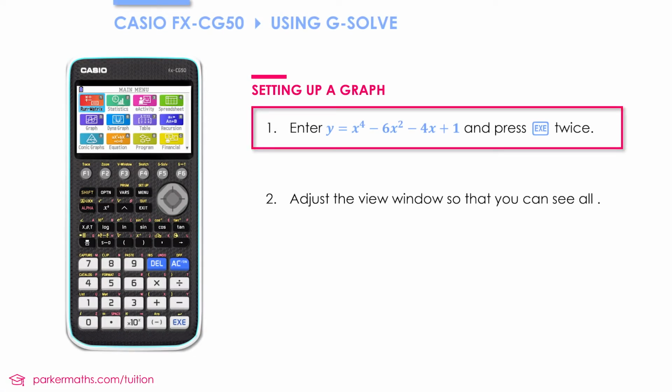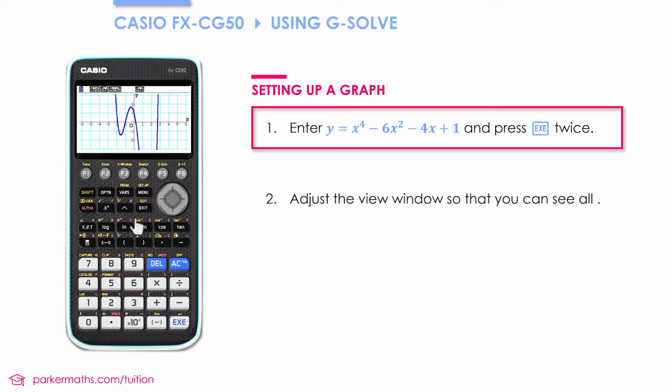Let's start by setting up a function to work with. We'll go into graph mode, number 5, and we'll enter the function x to the power 4 minus 6x squared minus 4x plus 1. Let's take a look at what that looks like.